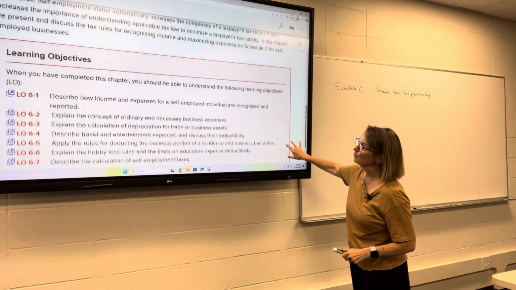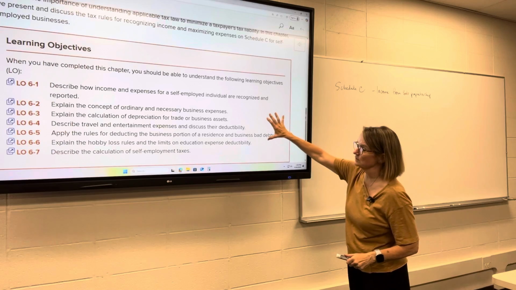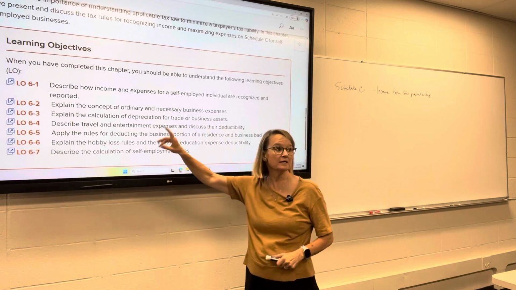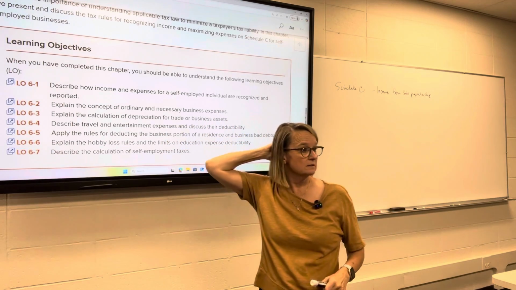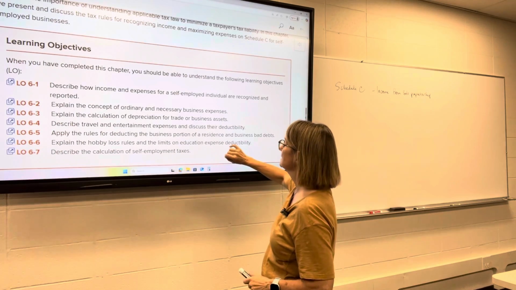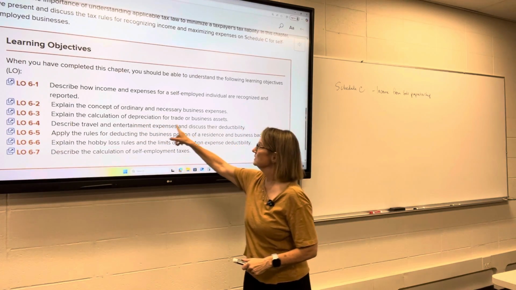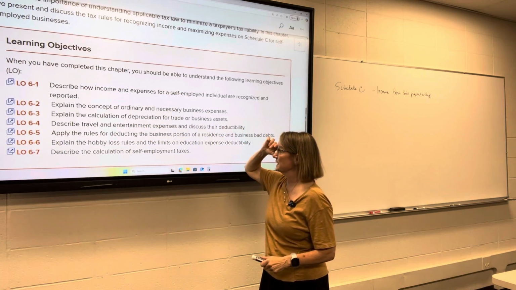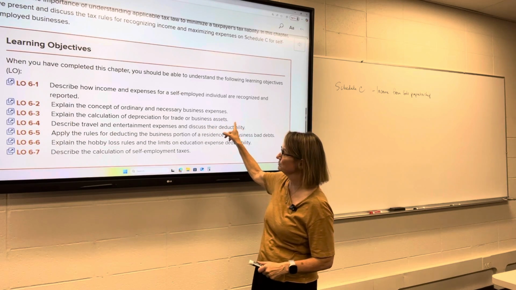So within that, we are going to talk about these learning objectives, and I'm hoping, let's see, we've got 50 minutes. I'm hoping that we can get started here on the third learning objective because I'd like to get started in talking about depreciation.